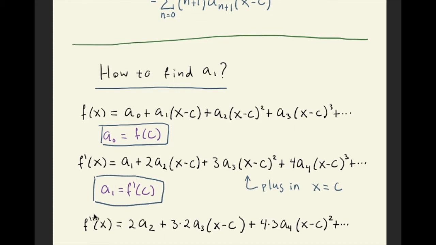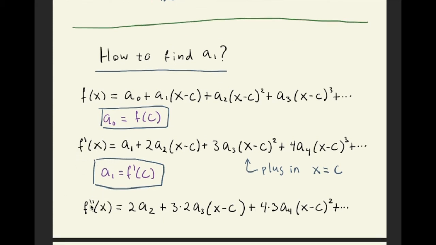We do this again. We take another derivative. So f prime prime, you can also compute the power series. Just take the derivative term by term of the first derivative. The derivative of a1 is going to be 0. The derivative of 2a2 times x minus c will be 2a2. The derivative of 3a3 times x minus c squared will be 3 times the 2 that comes down, a3 times x minus c. Then 4 times 3 that comes down, a4 times x minus c squared. So this is the power series for the second derivative.